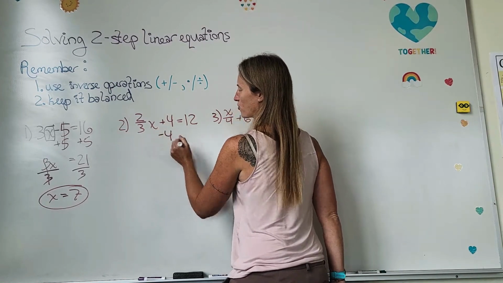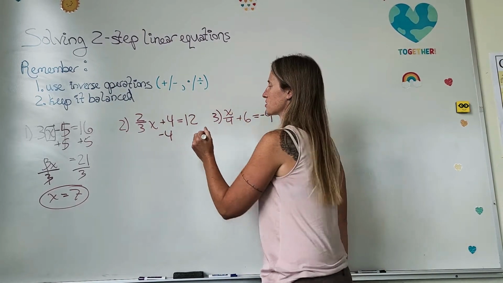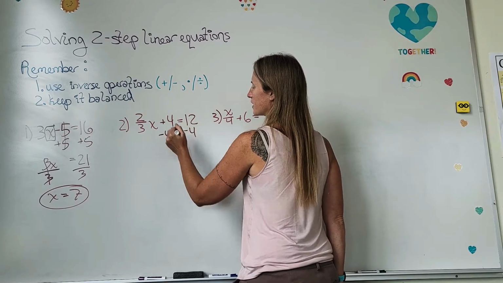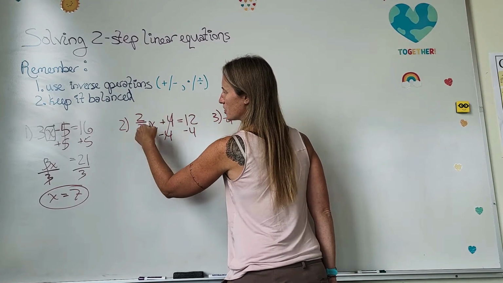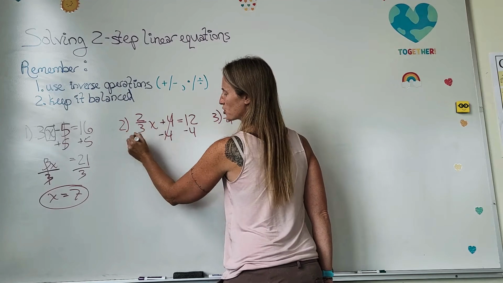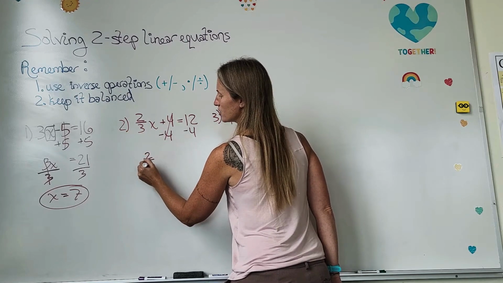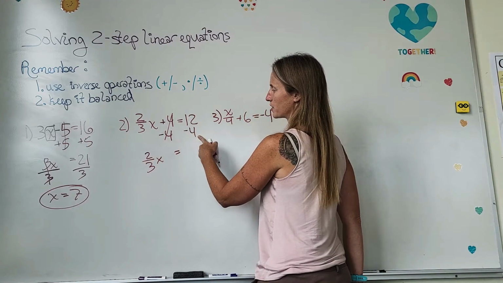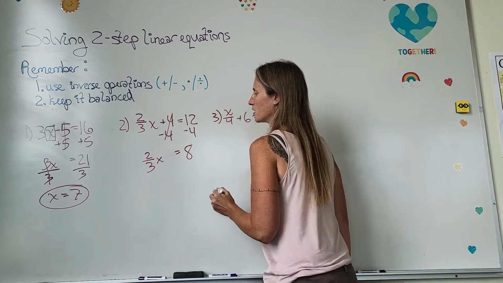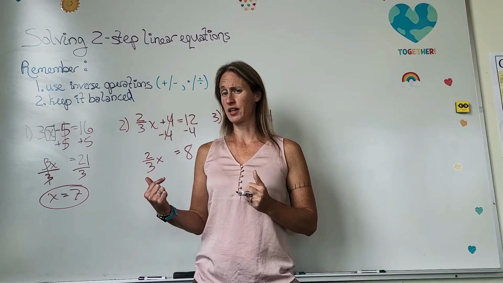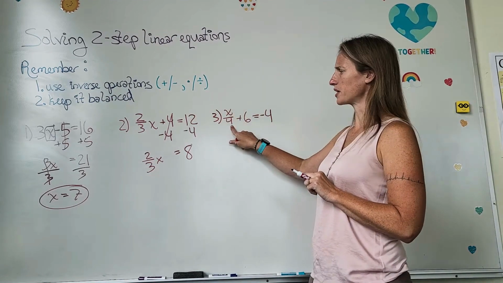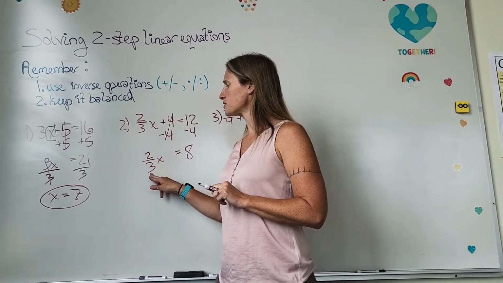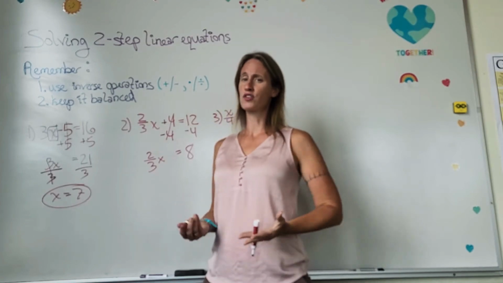So subtract 4 from this side, keep it balanced. Subtract 4 from this side, these guys cancel. But I need to bring this whole term down. So I still have 2/3 x equals 12 minus 4, which is 8. Now, what do we do when we have a fraction like this? We've seen something like this, but this fraction is just another coefficient.